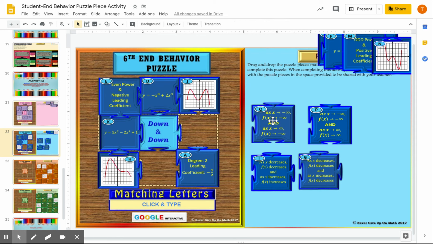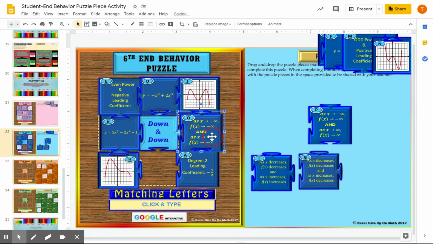So let's see. This says as x approaches negative infinity, aka the left, y approaches negative infinity. So it's going down on the left. That's what that's telling me. And as x approaches positive infinity, aka the right, f of x approaches negative infinity. So as it's on the right, it goes down. So this tells me on the left, it's down, and on the right, it's going down. So O should be down, down here. So that is correct. So I don't even need to read P.